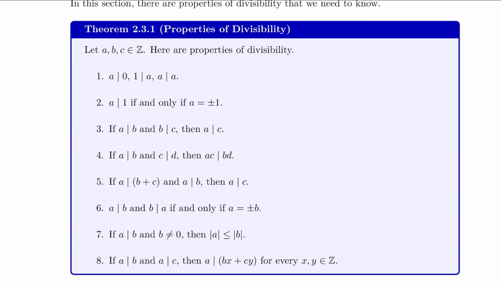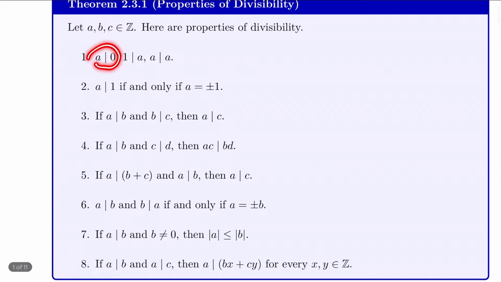Now the first one: a divides 0, 1 divides a, and a divides a. So the first one is very easy because we know that all numbers divide 0, the number 1 divides any number, and any number divides itself. Okay? That's the first property. The second property: a divides 1 if and only if the divisor is 1 or minus 1.